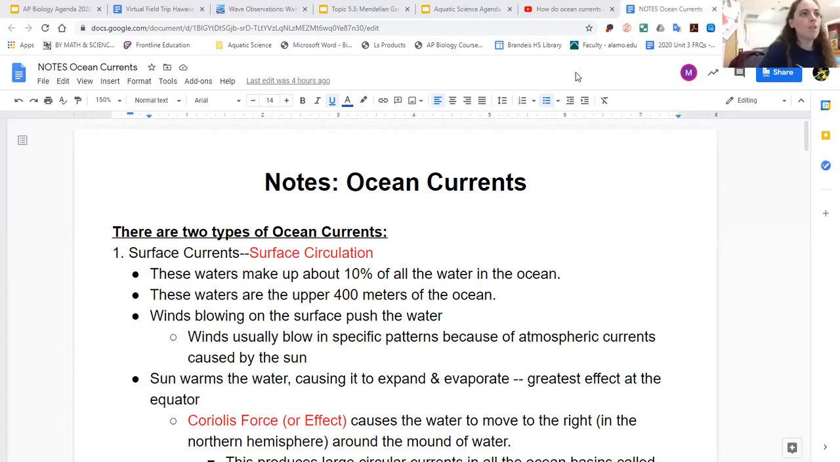Hello everyone, so today we're going to talk about ocean currents. There are two types of ocean currents, two broad categories. We have surface currents and deep water currents.